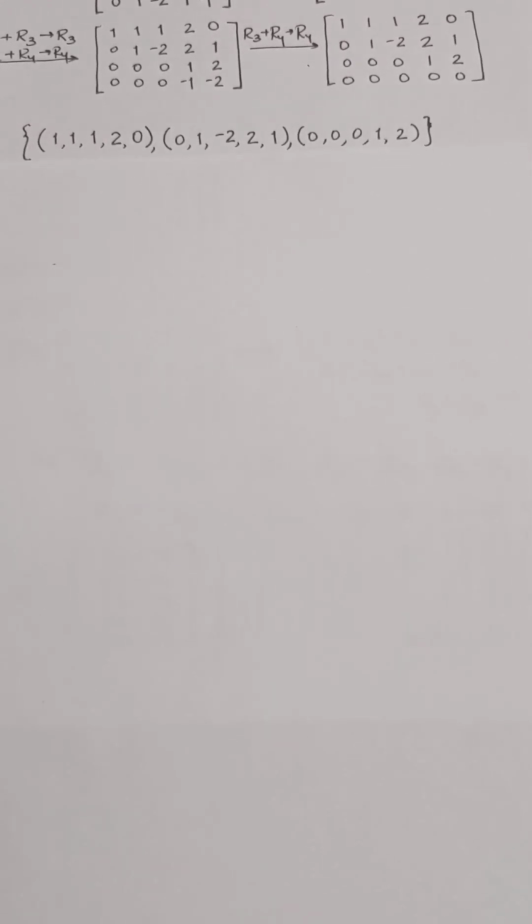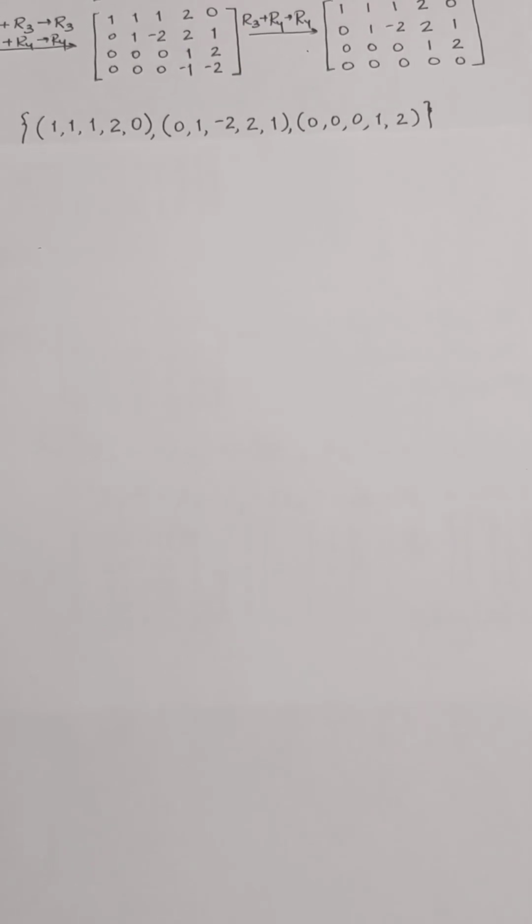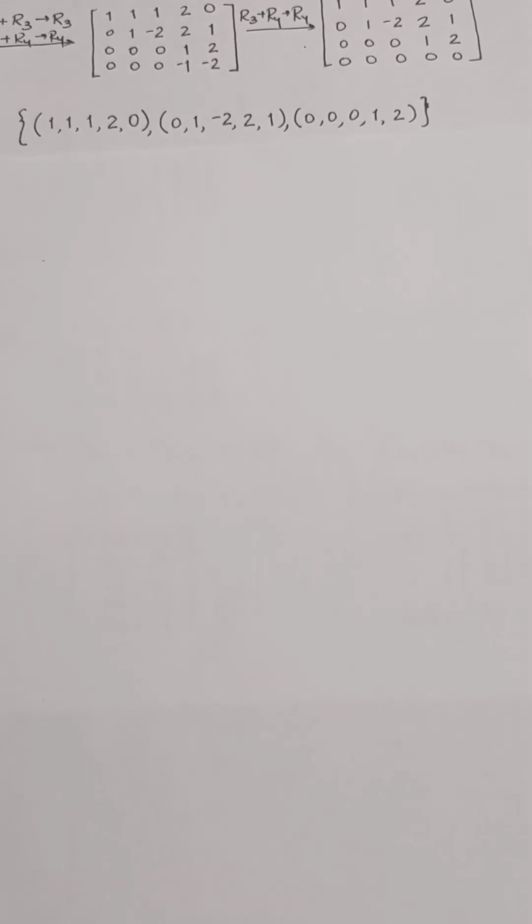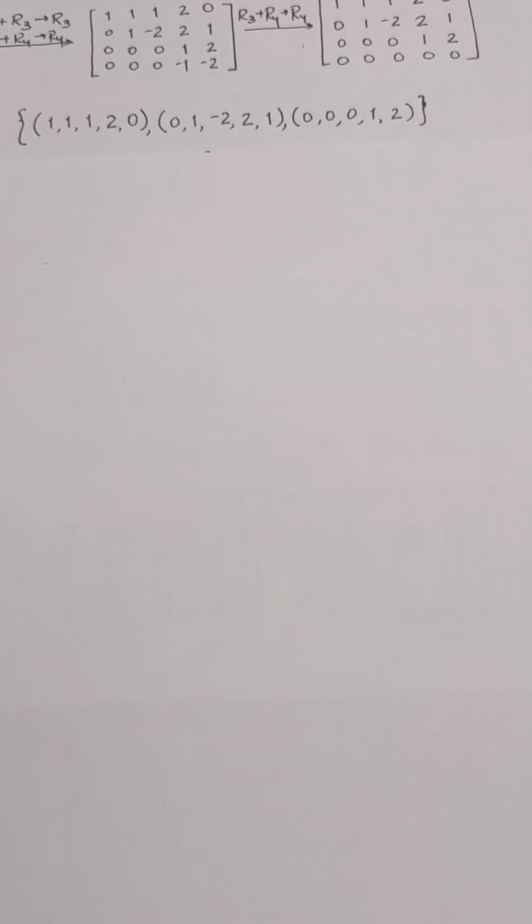So we notice that we've now got 3 rows that are non-zero, and so those 3 rows are our basis for the row space, because we used row operations, which are essentially linear combinations of the rows, to make these 3 rows, these 3 vectors. So that's a basis for the row space.